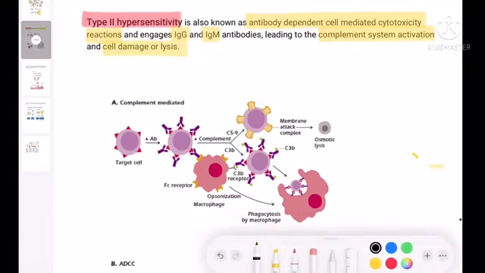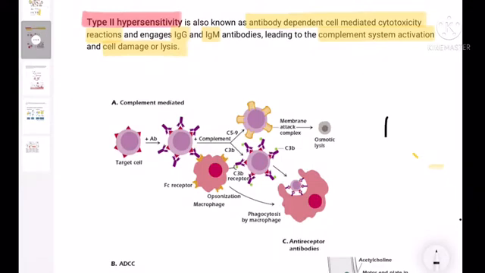So how does this process happen? For example, this is a cell and antibody, and there will be a receptor. So this antibody will come and bind with the receptor. Then there will be activation of the complement system, and this complement system destroys the cell. So for this, we need a cell, an antibody and a complement system. Then there will be destruction of the cell. That's why it's called antibody dependent cell mediated cytotoxicity.